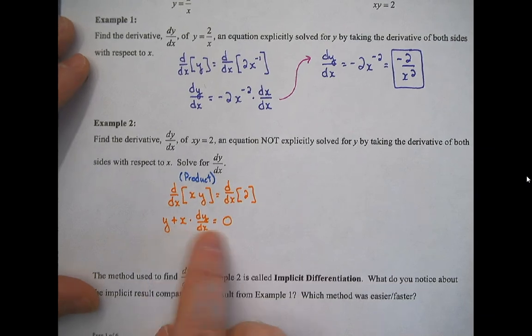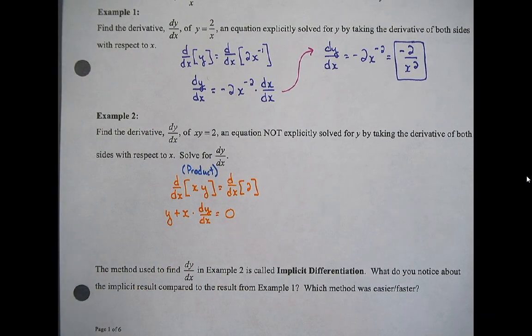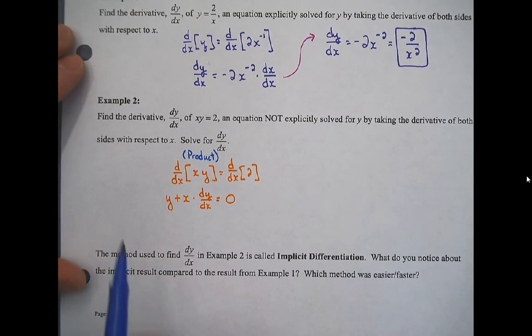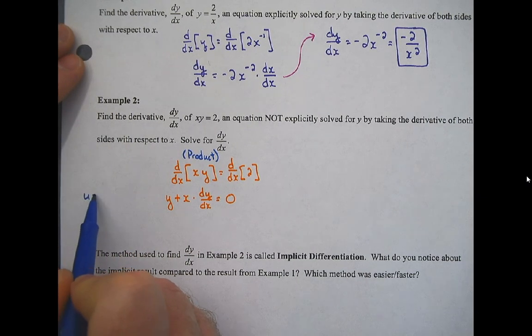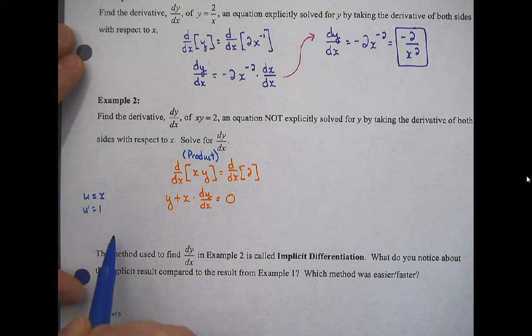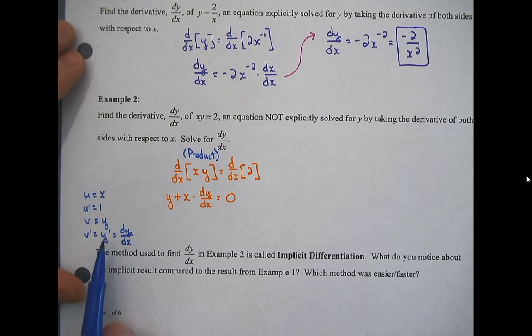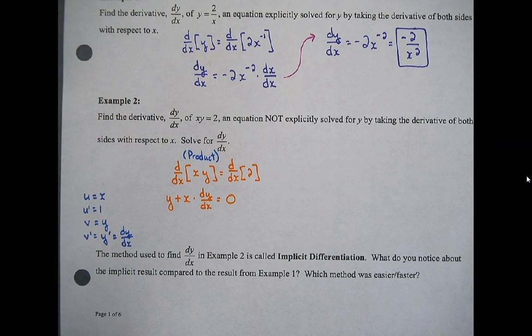Now let's say I went too fast there. I'm not going to do u's and v's very often anymore because I can do it in my head. But I'll just go through and show my work over here again. U equals x, u prime equals 1. V equals y, v prime equals, what's the derivative of y? Y prime. But that's the same as this notation dy dx. By the way, if you want to write y prime instead of dy dx, that's fine. You don't have to write dy dx every time.